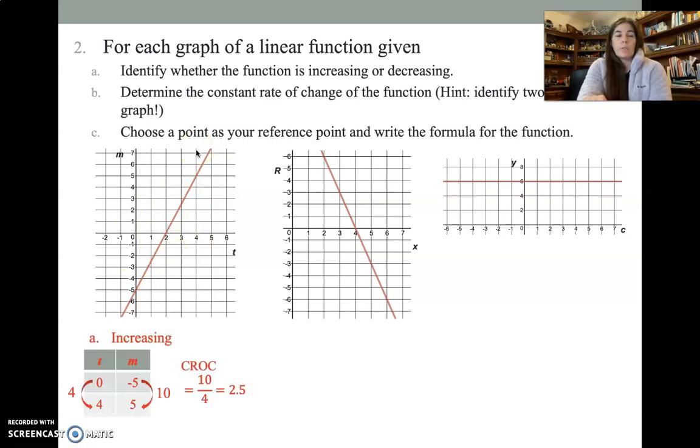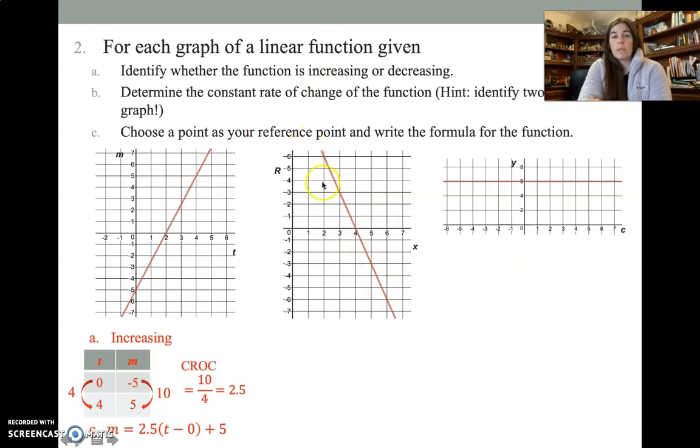You need to pick 2 reference points. I'm going to find my croc, so I picked 0, -5 down here, and then I picked, I don't know why, 4, 5 here. So I found my croc was 2.5, and when I write my formula, it's just going to be right there. You could write it again just as 2.5t plus 5. That's totally fine.